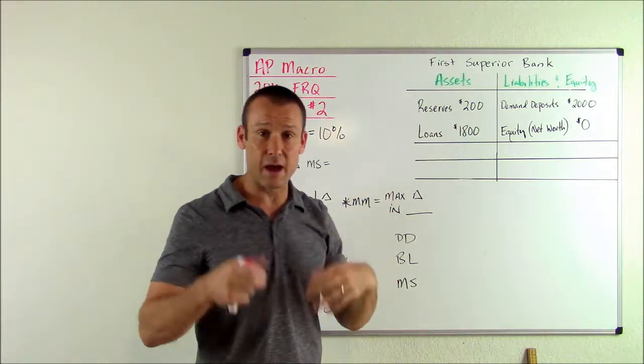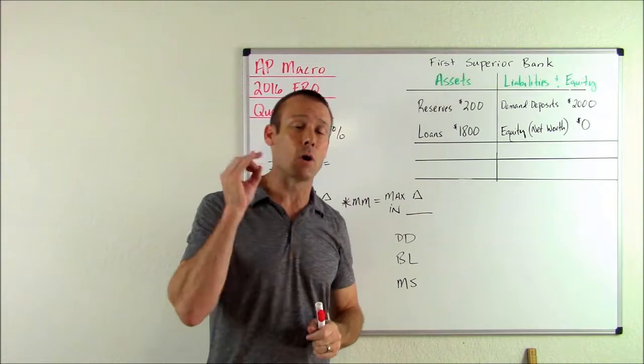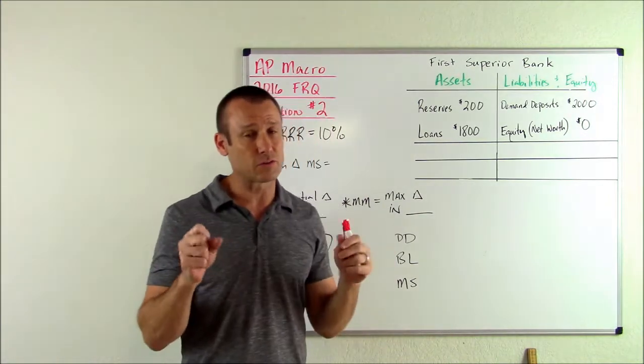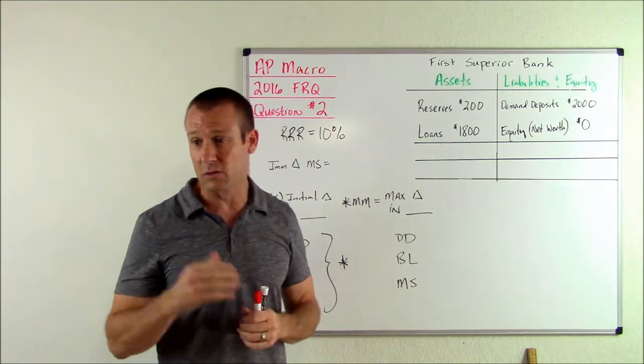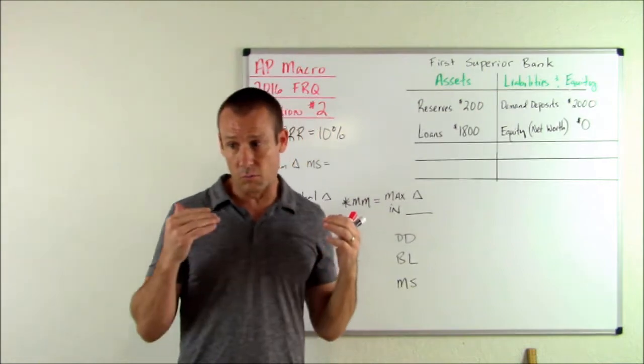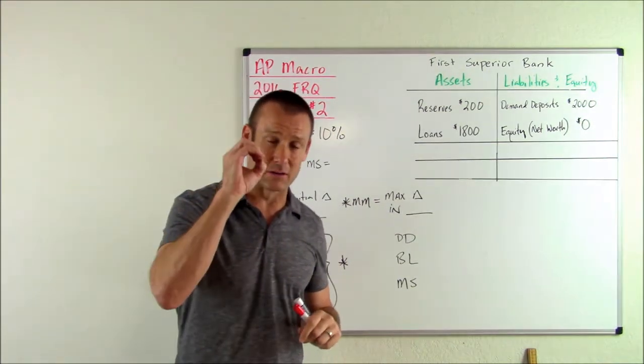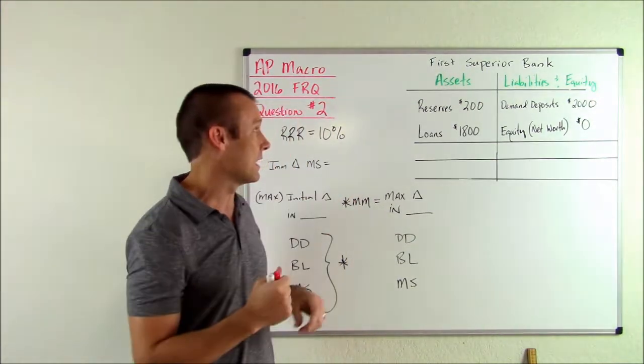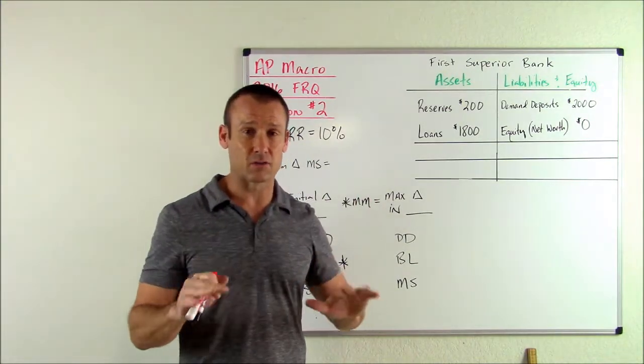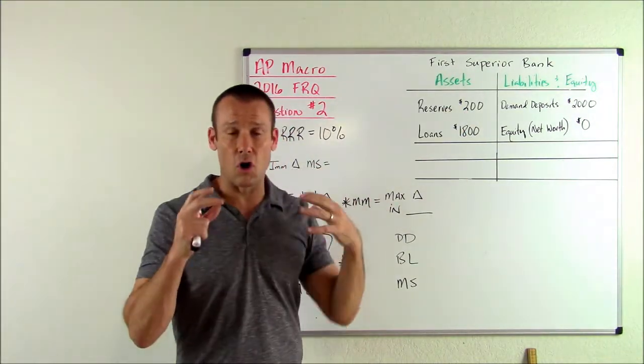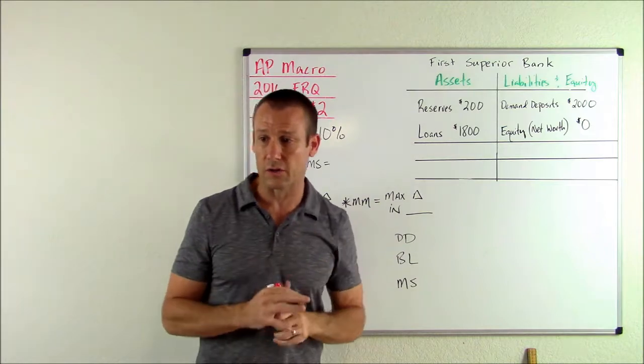How many reserves do they have? 200, which means they have no excess reserves. So if they have no excess reserves, they can't make any loans. Guys, that's our answer. So what is the dollar value? It is 0. The explanation is what I just said: they have no excess reserves. Their $200 are all required reserves. They must hold on to those.